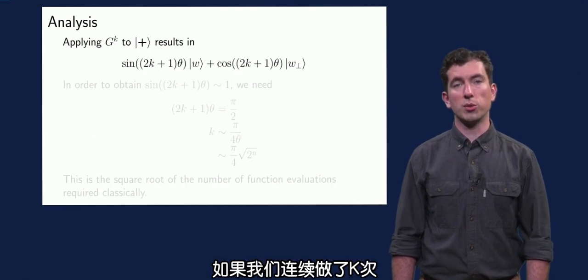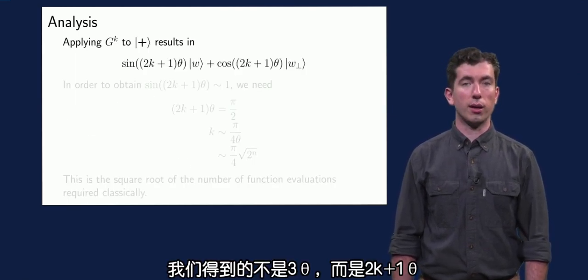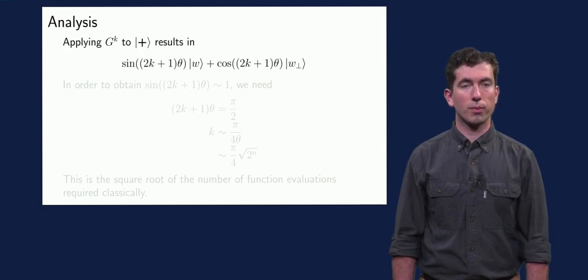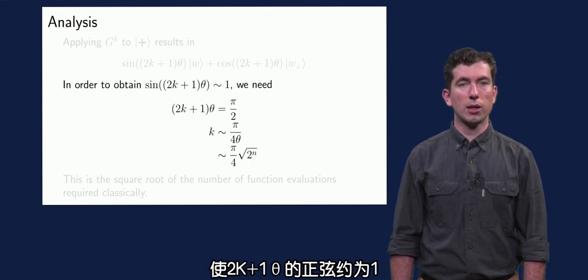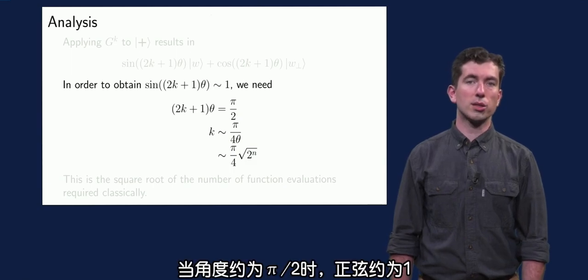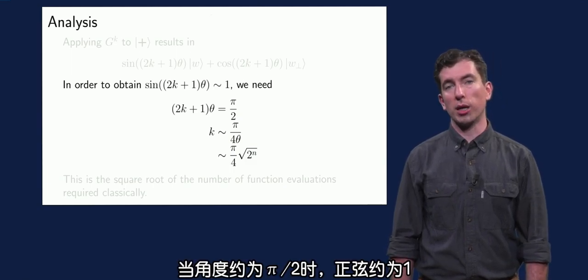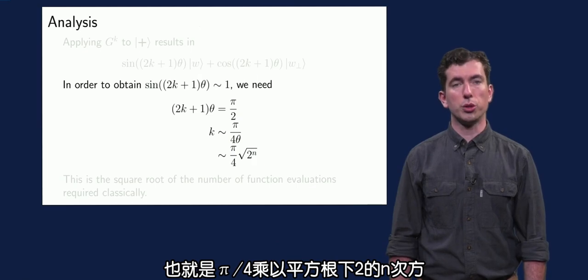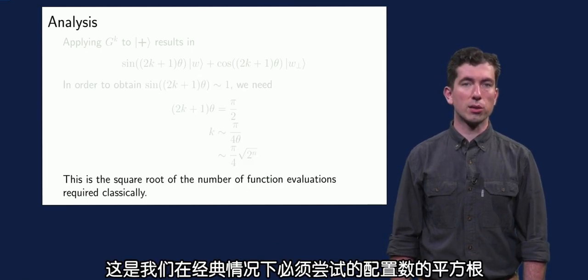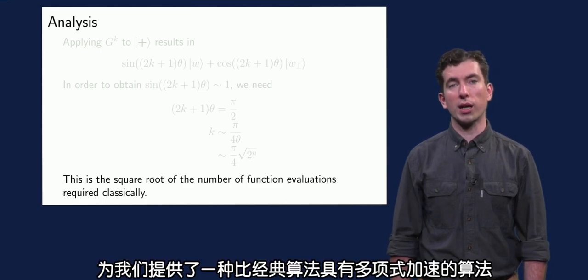If we did this k times in a row, we'd end up with not 3 theta, but (2k plus 1) theta. In order to obtain a state close to W then, we have to choose k so that the sine of (2k plus 1) theta is close to 1. Now, the sine is close to 1 when the angle is close to pi by 2. So this gives us a k roughly equal to pi divided by 4 theta, which is roughly pi by 4 times root 2 to the n. This scales as the square root of the number of configurations we'd have to try in the classical case, providing us with an algorithm that has a polynomial speedup over the classical one.